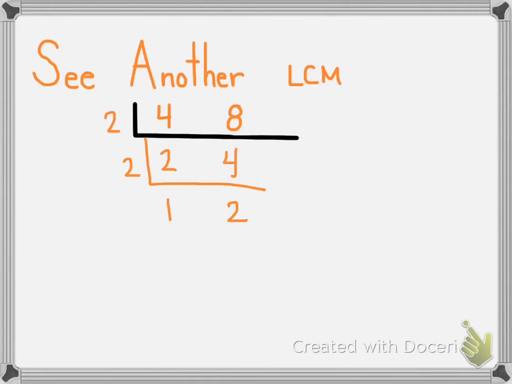So I'm going to multiply all these numbers together. 2 times 2 times 1 times 2. 2 times 2 is 4, times 1 is 4, times 2 equals 8. So the LCM of 4 and 8 is 8.